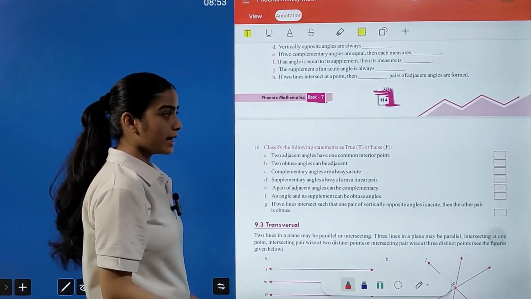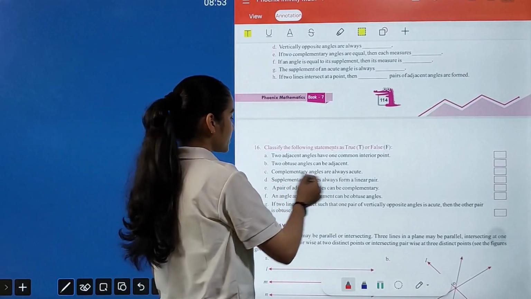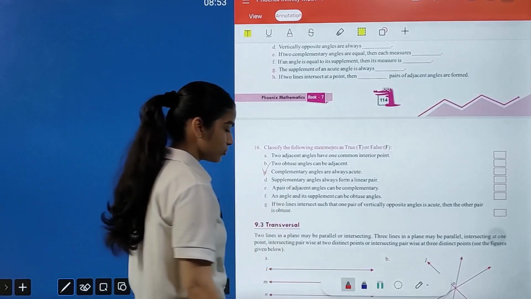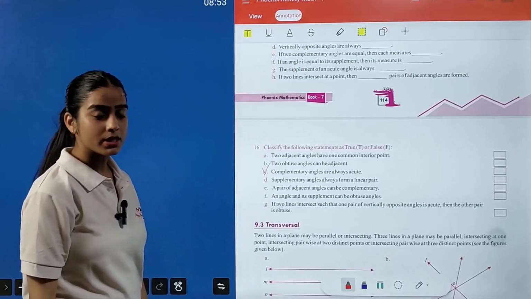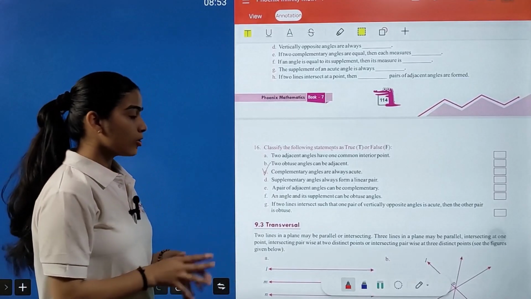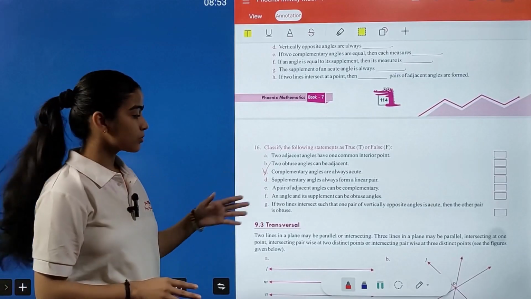We cannot say that. You just have to consider this first. Okay, complementary angles are always acute. True. Supplementary angles always form a linear pair. It's not true. It is equal to 180 degrees, but we cannot say every 180 degree sum is called a linear pair. So accordingly, students, you have to read out the statements and classify your statements as true or false.